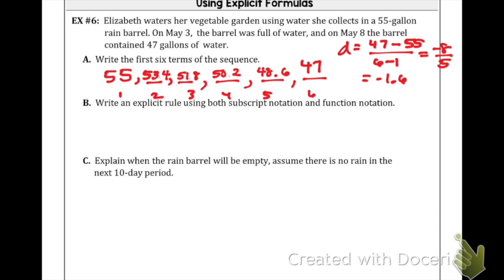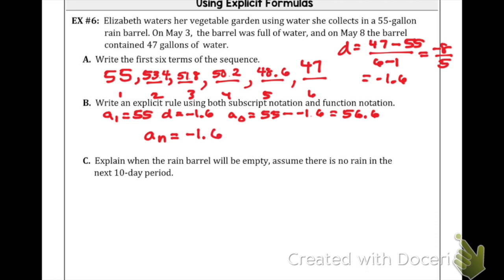So write an explicit rule using both subscript notation and function notation. So if my A1 is 55 and my common difference is negative 1.6, then A naught is going to be 55 minus a negative 1.6, which is 56.6. So A sub n is equal to my common difference, negative 1.6 n plus my A naught, 56.6. Function notation, f of n is equal to negative 1.6 n plus 56.6.